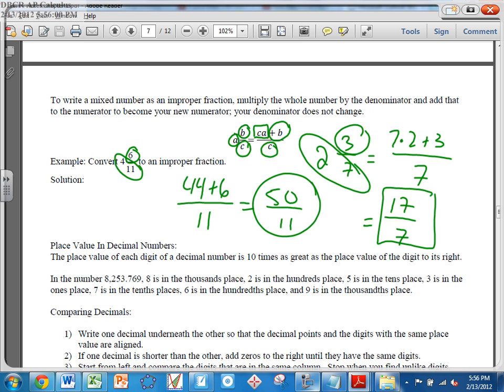Why is it important to do this? Well, several reasons. On the grid-in, you cannot answer with a mixed number. So 4 6/11, you cannot grid that in. Now, turns out you can't grid in 50 over 11 either because there's too many digits. But if there were fewer digits, you could. So if you look back at this example, you can't grid in 2 3/7 as a fraction, but you can grid in 17 over 7.